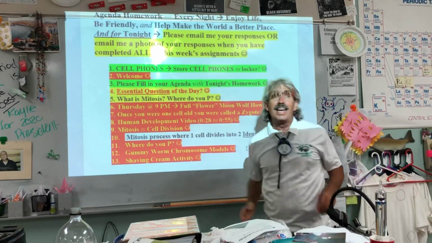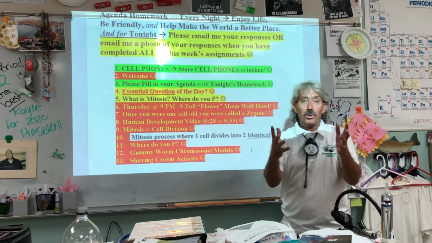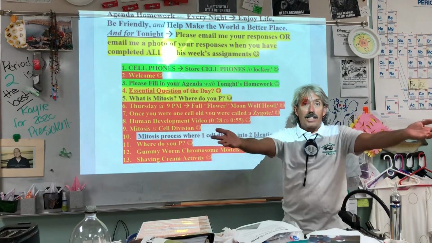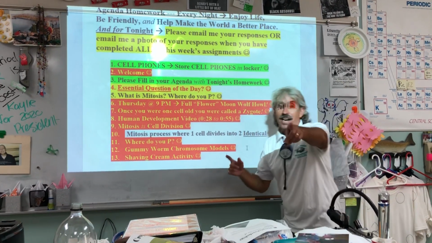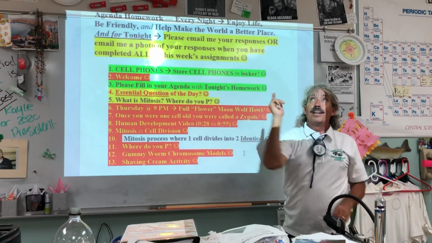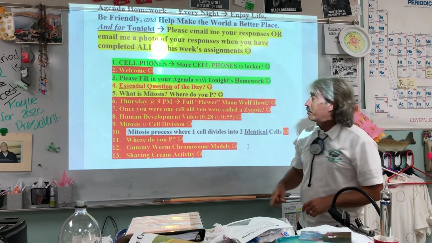This Thursday at 9 o'clock, full moon wolf howl. It's the last one of the year. The next full moon will be during summertime. So, 9 o'clock, howl at the full moon. It's called the flower moon.